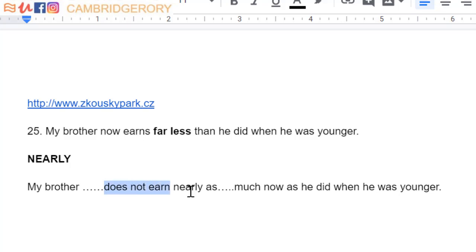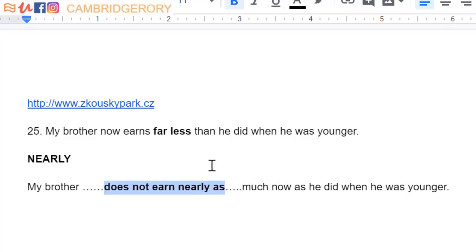But now does this make sense? My brother does not earn nearly as much now as he did when he was younger, which is more or less the same as saying he earns far less than he did when he was younger. And what you can do if you want to use these examples, which have actually come from the Cambridge Advanced Handbook for Teachers, there should be an answer key in there as well for you, so you can check the answers. But I know that this is correct. And it's possible that there could be variations on this. You could change the word earn to make, for example, and that's why you should check the answer key, because it will show you those variations. But yeah, that is a good answer for now. Our strategy has worked. We have the correct answer.